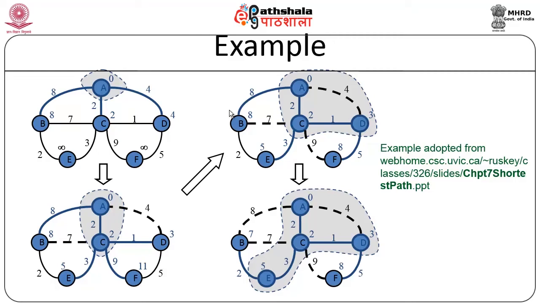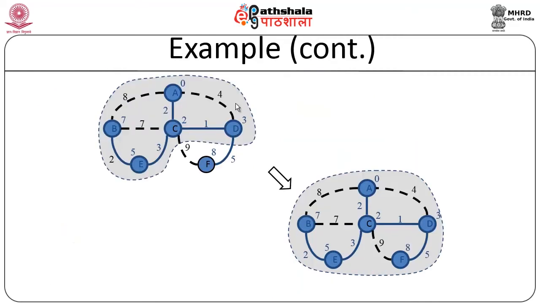Now, 3 could have been reached from A or it could have been reached from C. Now, if you take it from C, you have the value as 3. Okay. The next node that you can add is E. When you add E, the value becomes 2 plus 3, 5, and then some of the edges are removed, as you can see.